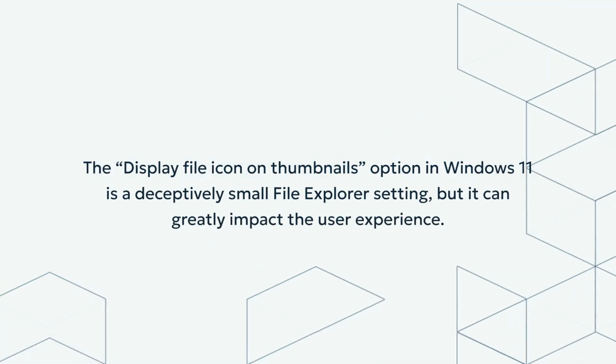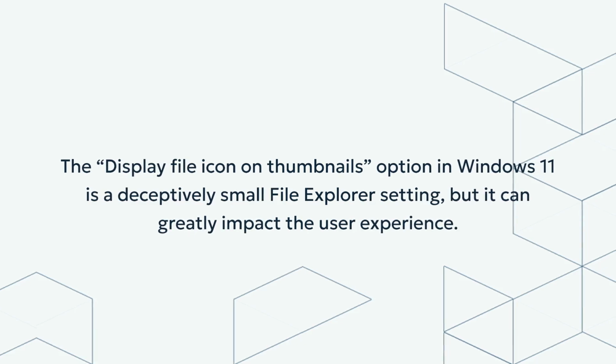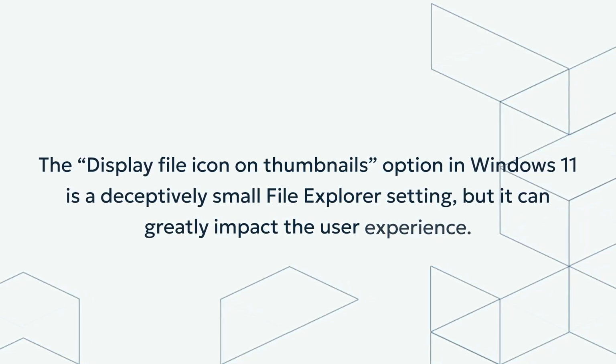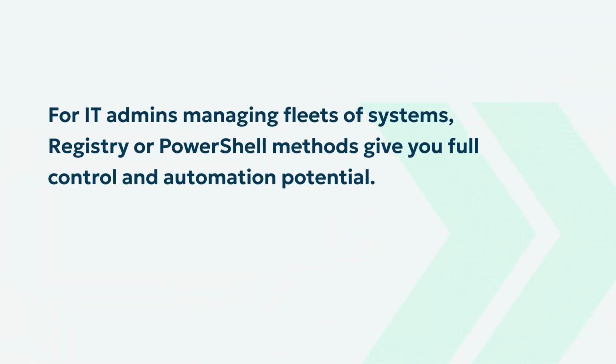The Display File Icon on Thumbnails option in Windows 11 is a deceptively small File Explorer setting, but it can greatly impact the user experience. If you're just tweaking your personal setup, the File Explorer option is the quickest route. For IT admins managing fleets of systems, Registry or PowerShell methods give you full control and automation potential.